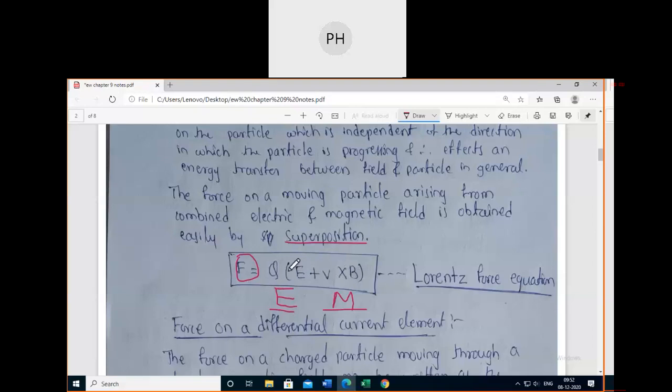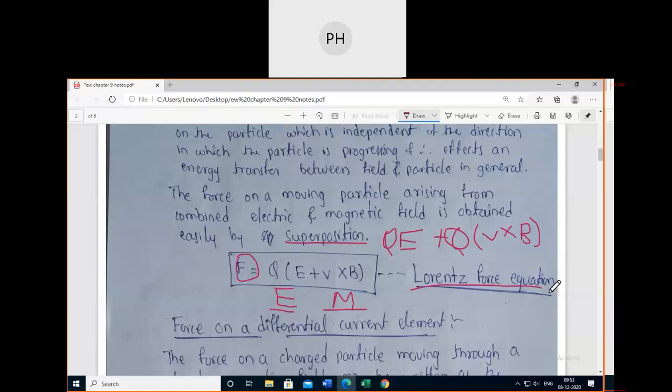Q into E plus V cross B. That's what the first equation is, Q into E, with respect to electric field intensity, plus with respect to magnetic field intensity, Q bracket V cross B. We are indicating V cross B for the magnetic field. Together we are adding these two because of electric field plus magnetic field, so we get the total force.